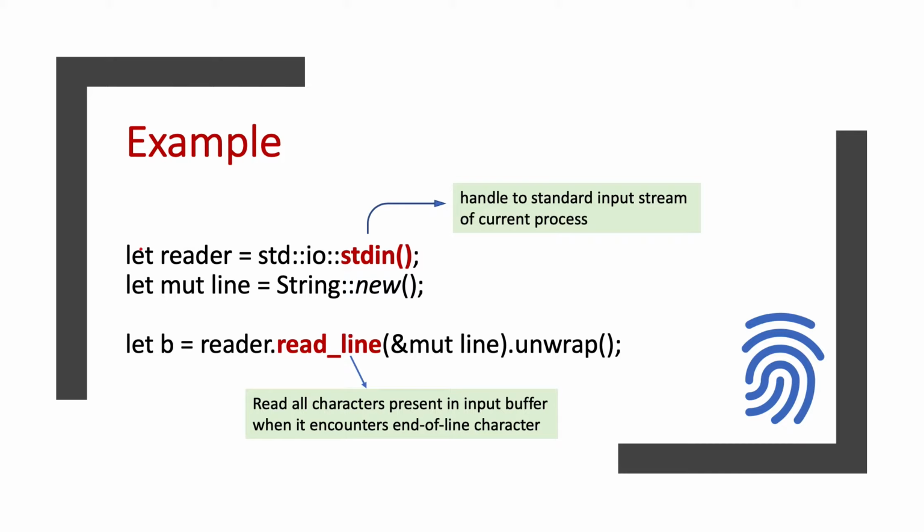Its format will be like this. We have to create a reader, stdin, and then we initialize a line of type String, and then we start reading. So read_line, and we pass this line here, and then unwrap. This stdin is a handle to the standard input stream of the current process, and read_line reads all the characters present in the input buffer until it encounters the end of line character.